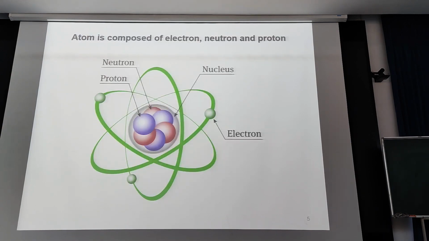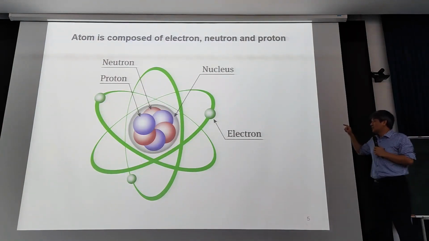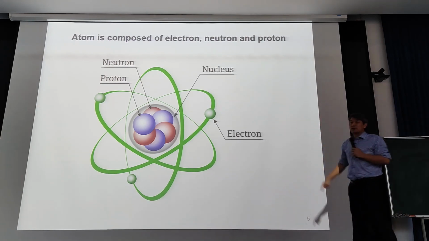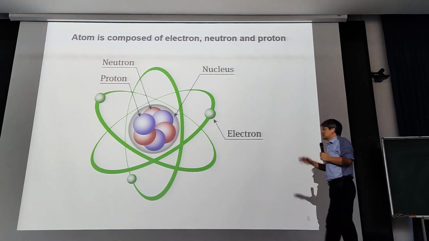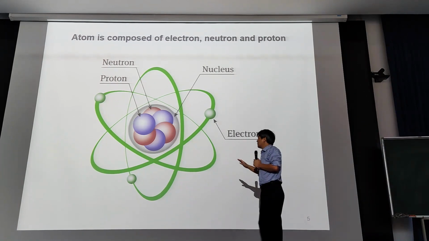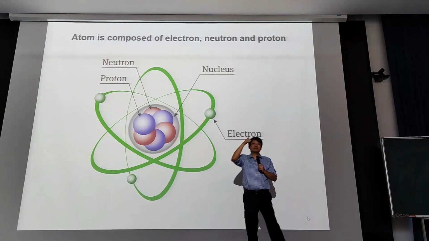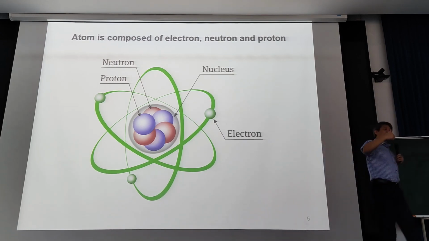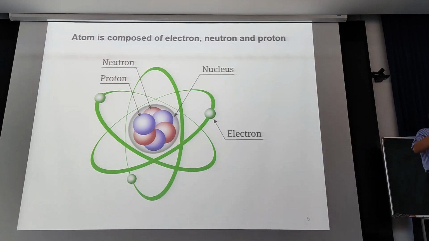Here you see the nucleus made of neutrons and protons, and the electrons running around. To start easily, we will first consider the atom of hydrogen. We have only one electron, right? We examine first the simplest case, only one electron, and then we will see what happens when you have a second electron, or more than two electrons.